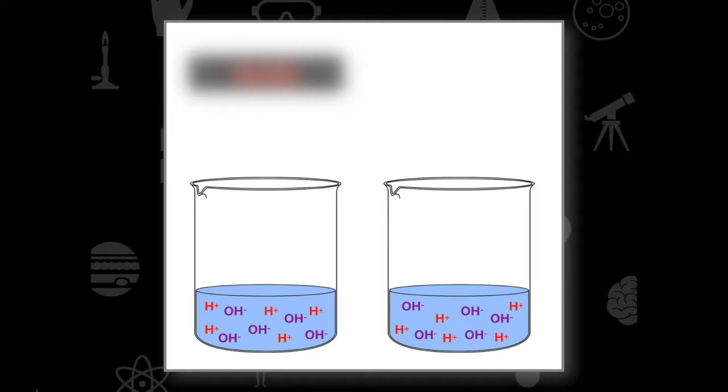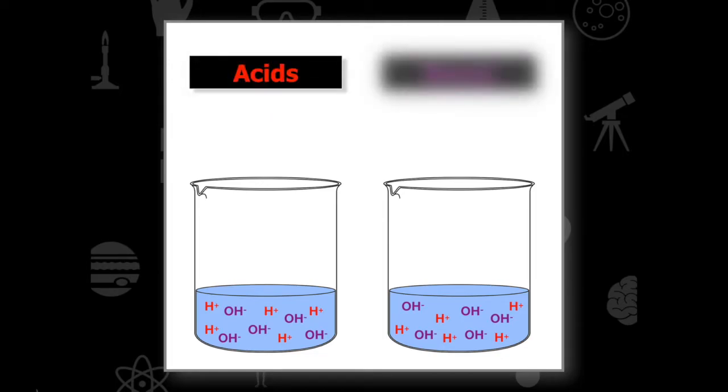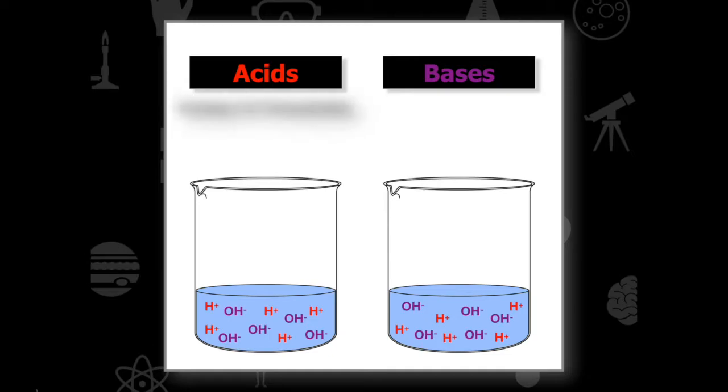So let's go through and try to understand what acids and bases are. So if we go through and we increase the number of H plus or hydronium ions in concentration, we are going through and adding an acid.